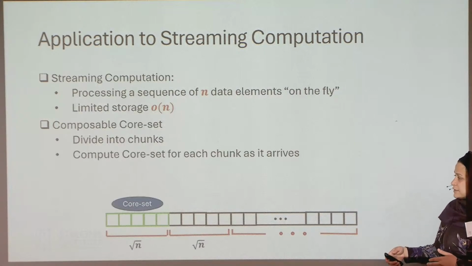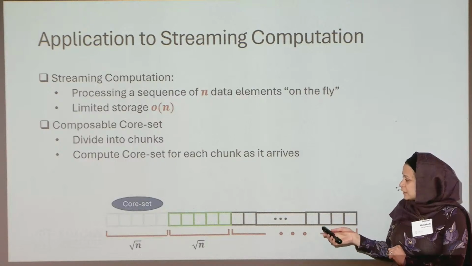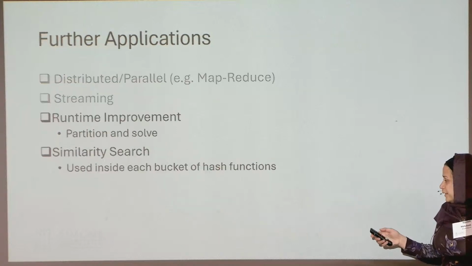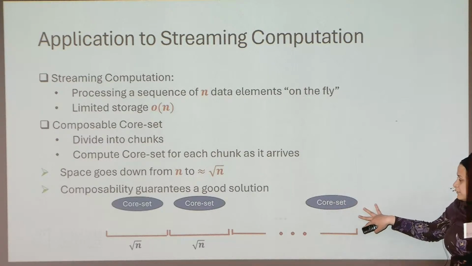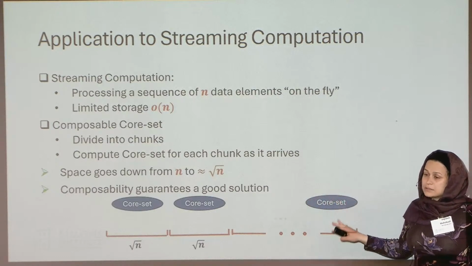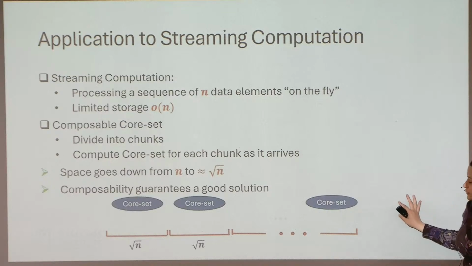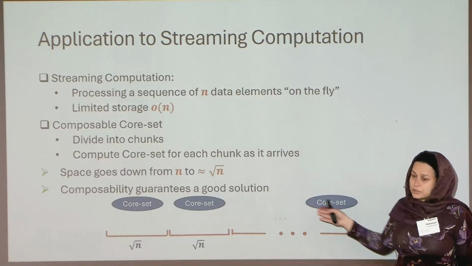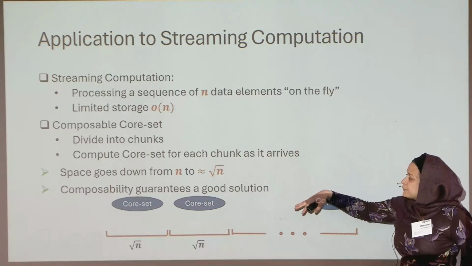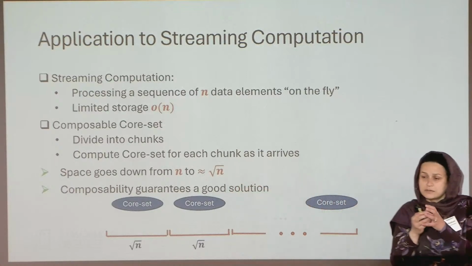And then you compute a coreset and only keep the points that are in the coreset and remove the rest. And then you continue with the second chunk. Once you get it completely, you compute a coreset and remove the rest, and you continue until the end of the stream, and at the end you just compute your solution over the union of these coresets. Again, it's because of the composability property that what you output at the end of the stream is a good approximation for the whole stream of data. And this allows us to improve the space usage of the algorithm from n down to roughly square root n, assuming the size of the coresets is negligible.